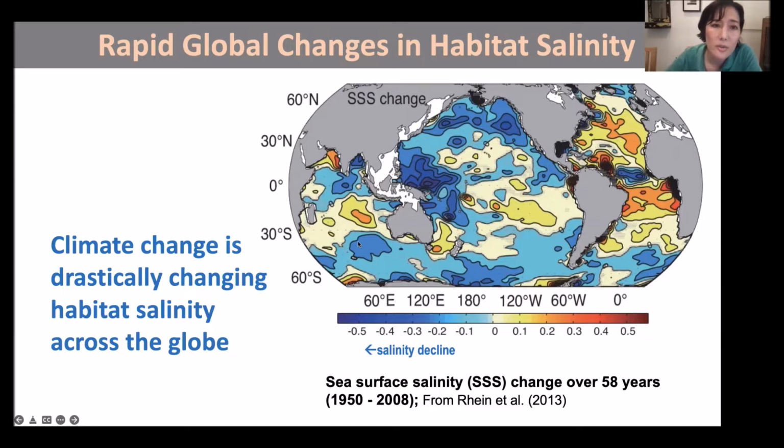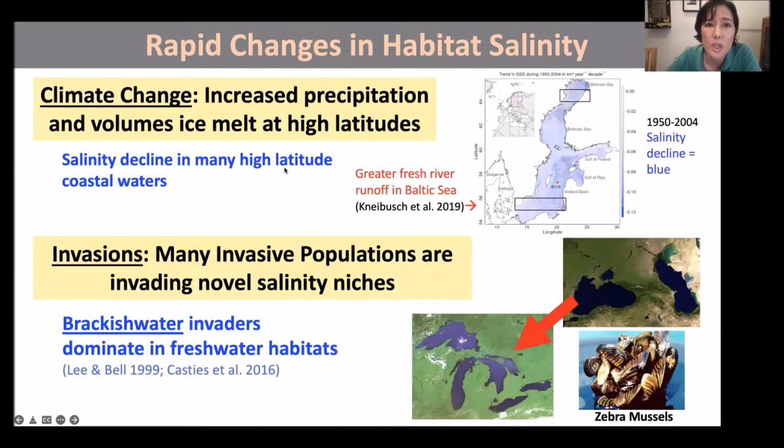So for instance, climate change is causing changes in precipitation patterns and enormous volumes of ice melt in high latitude. So many habitats in high latitude environments are already experiencing quite dramatic salinity changes. For example, if you look at the Baltic Sea region in this map right here, data from this time range shows that salinity has already declined in regions here in blue due to increases in freshwater runoff from increases in river flow.